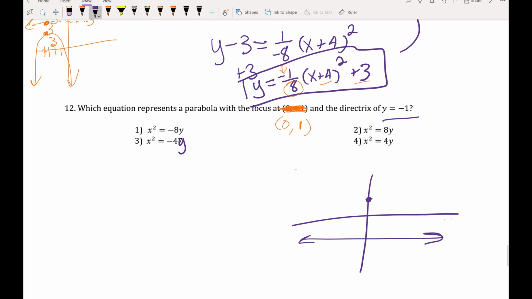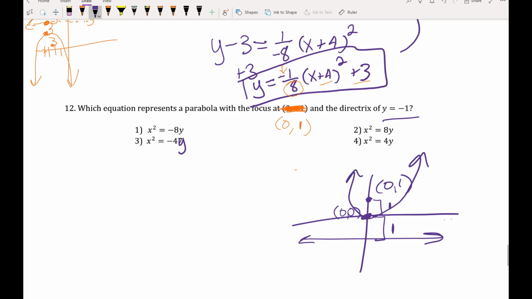They tell me nothing more, so I've got to be able to deduce something from here. I know my vertex is going to be halfway in between these two objects. So if there's 1 unit between there and another 1 unit between there, then if I go down 1 unit from my focus at (0, 1), I get down to my vertex, which is going to be (0, 0). Now remember that the parabola can't go through the directrix, so it's going to need to open upwards here.